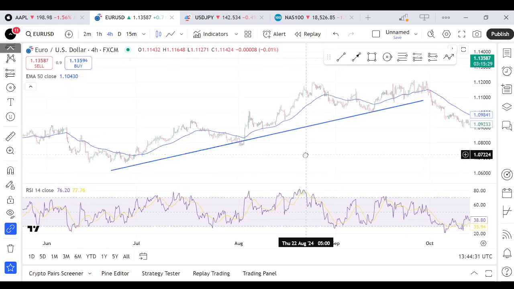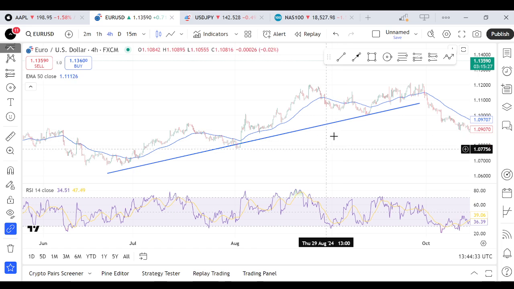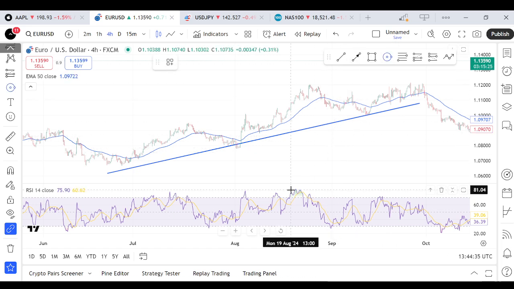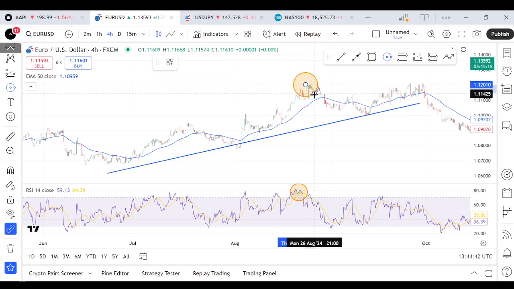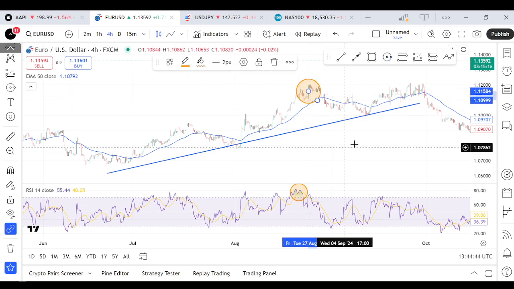You can see price action here giving us multiple overbought conditions here. That's the RSI being above 70. At the same time, we have price here giving us this bullish push.